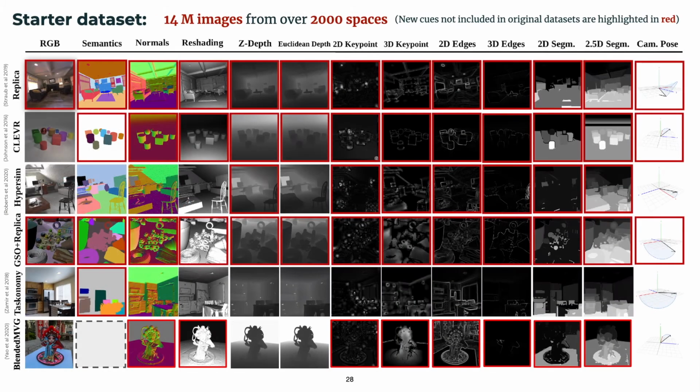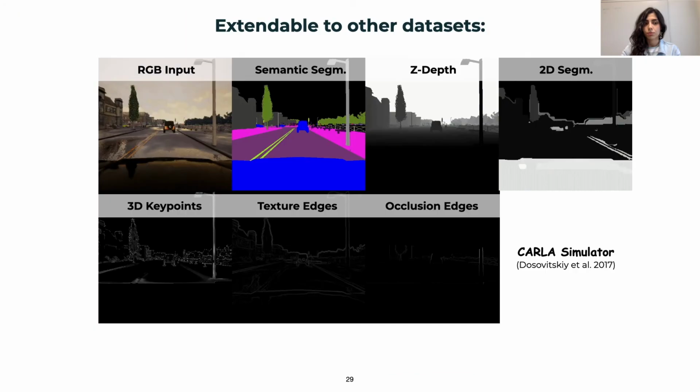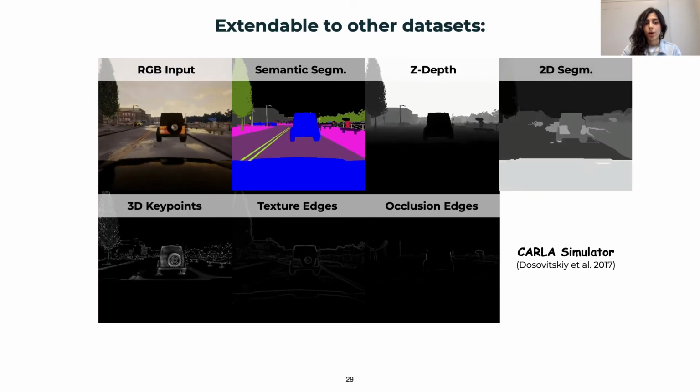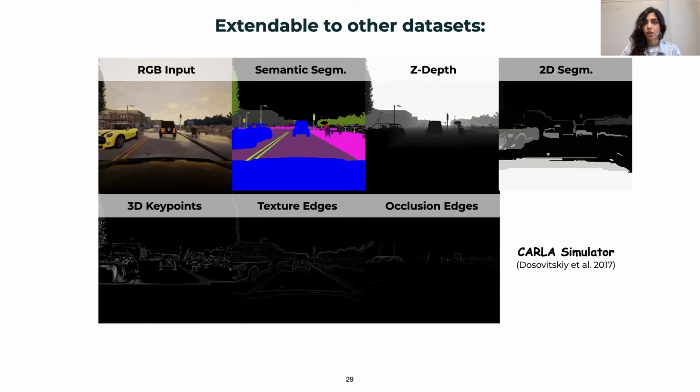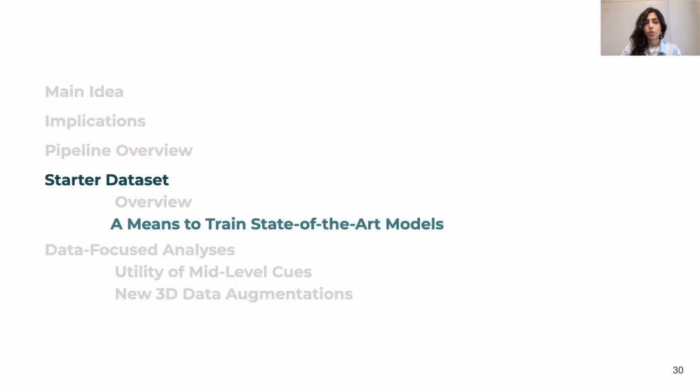As a demonstration, we use our pipeline to create a starter dataset of mid-level annotations from some existing 3D datasets. It contains more than 14 million images from over 2,000 spaces, which covers very diverse scenes and views. Of course, you can use the pipeline to annotate more datasets for your particular use case, such as car lane for driving. Now we show that the steerable datasets generated by our pipeline are capable of training very strong models which outperform state-of-the-art in several vision tasks.